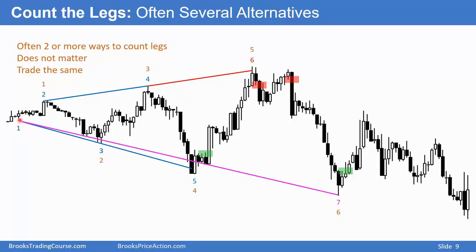Many different ways to label a pattern. Some traders will say the expanding triangle began here with this reversal up. Other traders will say it began with this reversal down. It could be the 6th leg in the triangle, or it could be the 7th leg in the triangle. Doesn't matter. You trade it the same. We have an expansion pattern and a reversal with a good signal bar and a micro double bottom. Traders will buy the reversal up.